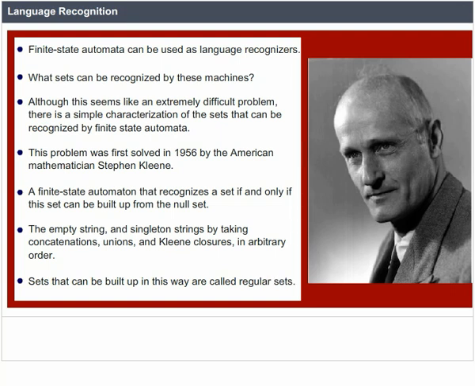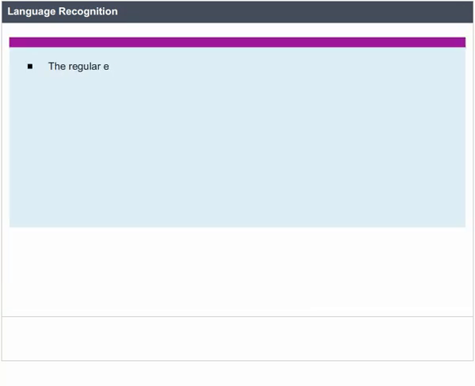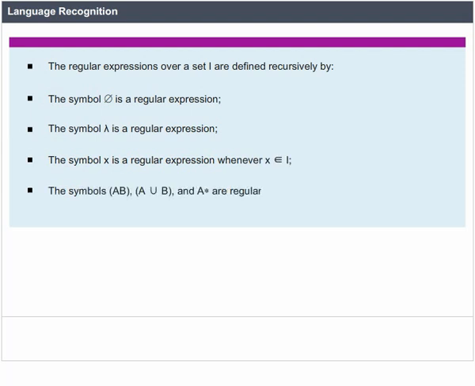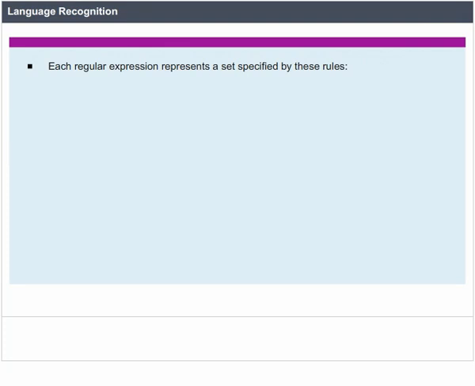The regular expressions over a set I are defined recursively by: the symbol pi is a regular expression, the symbol lambda is a regular expression, the symbol x is a regular expression whenever x belongs to I, and the symbols AB, A union B, and A star are regular expressions whenever A and B are regular expressions. Each regular expression represents a set specified by these rules.